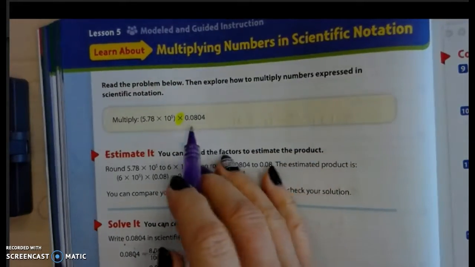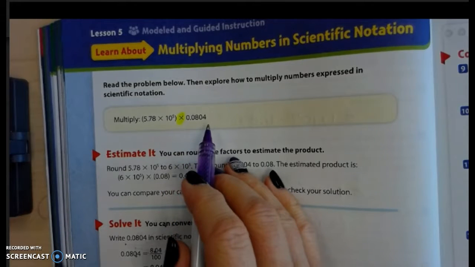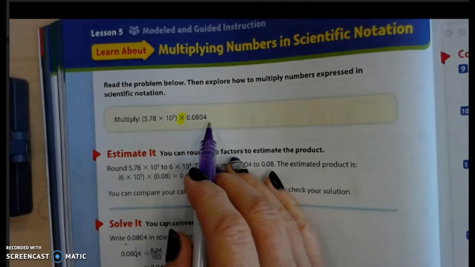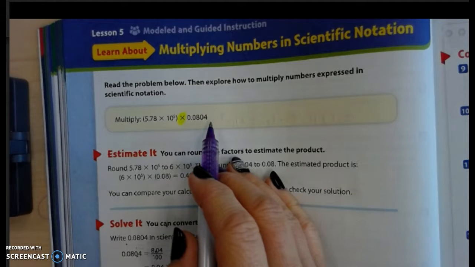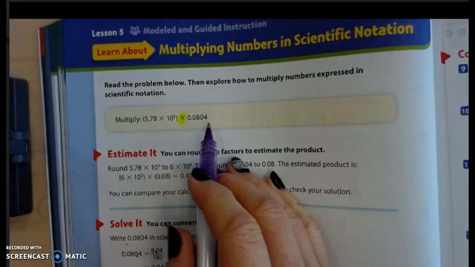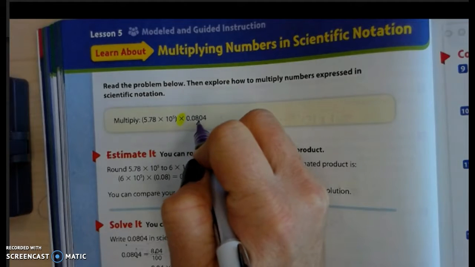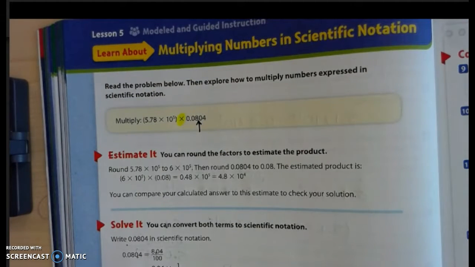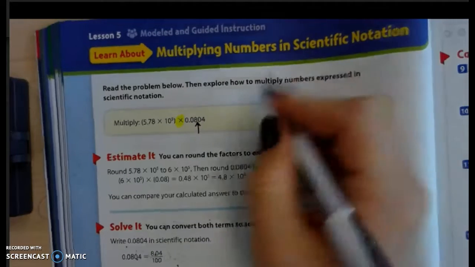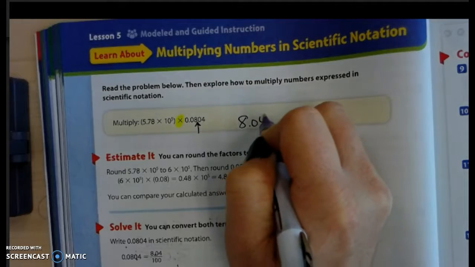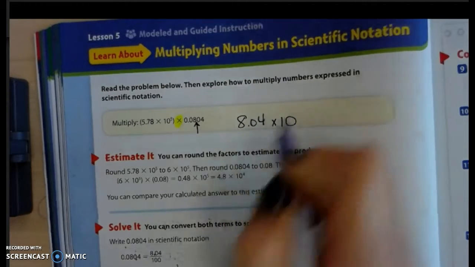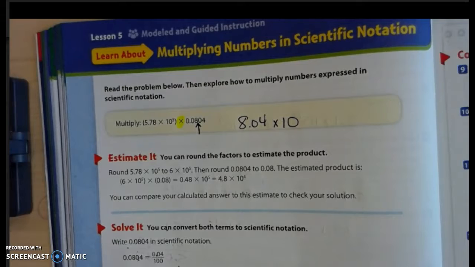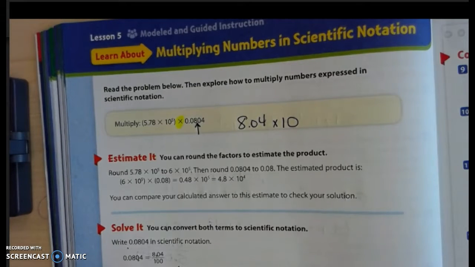Now, 0.0804 is not in scientific notation because it does not have a base 10. We need to move the decimal so that the number is between 1 and 9. If we move it between the 8 and the 0, it becomes 8.04. So we'll rewrite our new constant as 8.04, and we're going to give it a base 10 so that it's in scientific notation. Now, the base 10 represents the number of place values that we need to move that decimal.